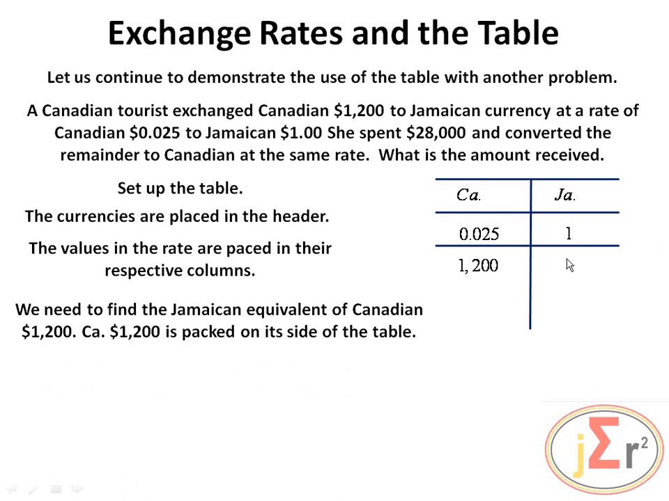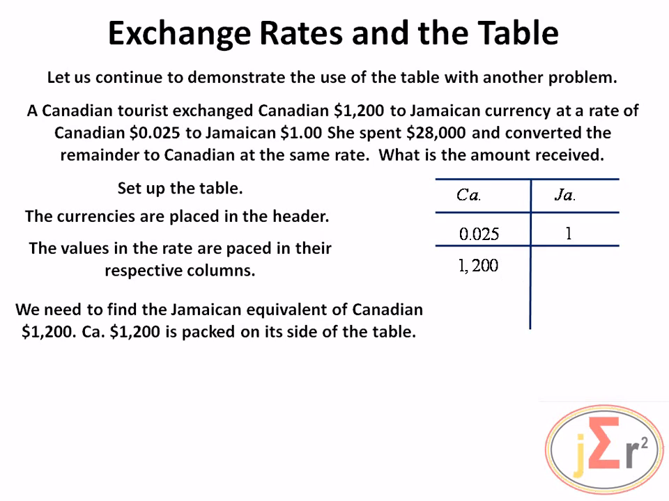Now we are going to go to the Jamaican side. Now look at this number, a very small fraction in comparison to this. Therefore, the number that we are going to be using on this side has to be larger than the one that we are going to be having on this side. Now, how are we going to get a larger number by using 0.025?